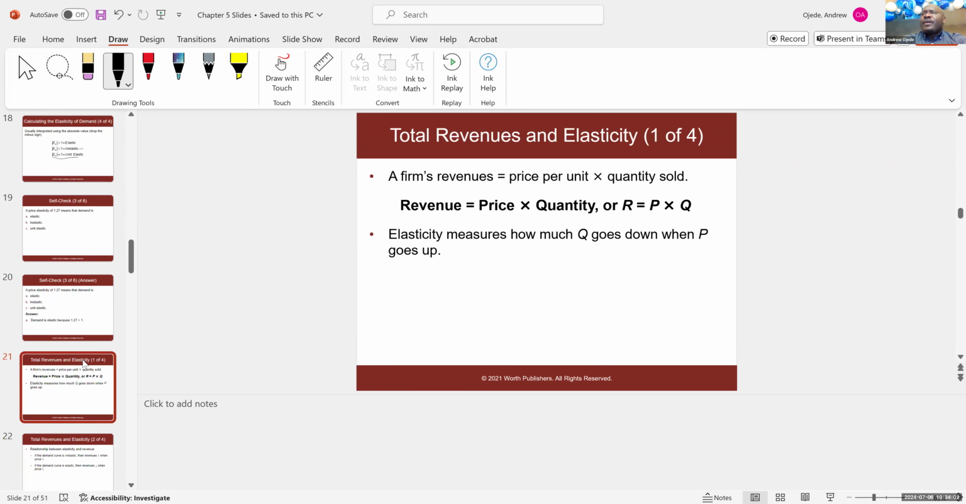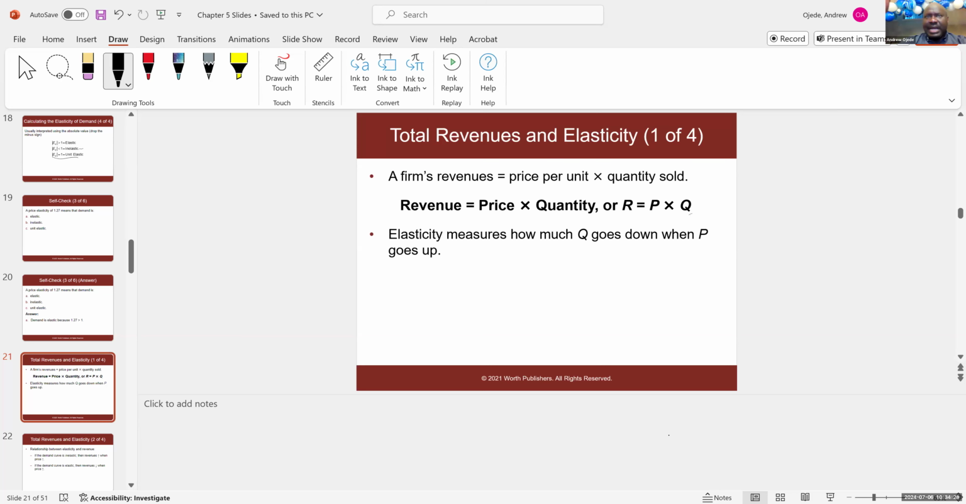Now let's talk about the relationship between total revenues and elasticity of demand. Certainly, the revenues that a firm or a company is going to derive will depend on the price elasticity of demand. You guys know the formula for revenue. Revenue: you take price of a good times the total number of units sold.